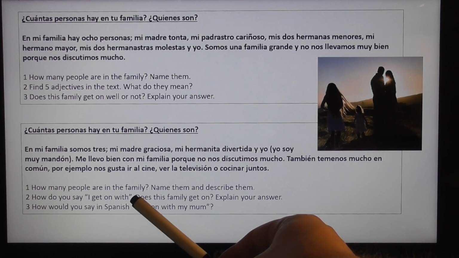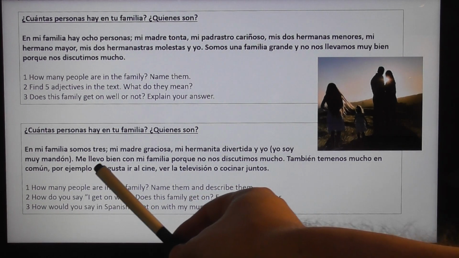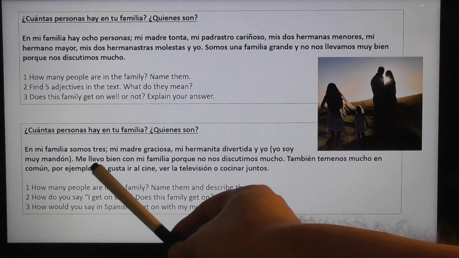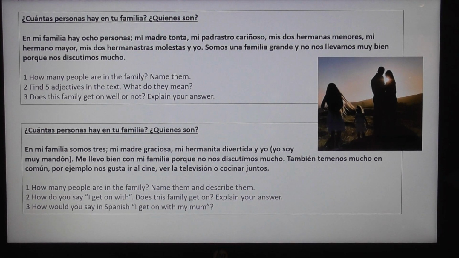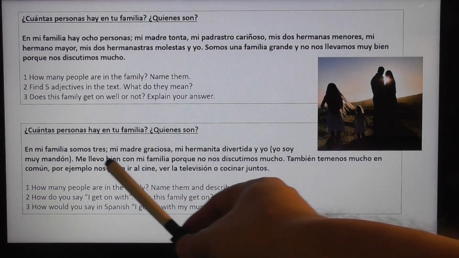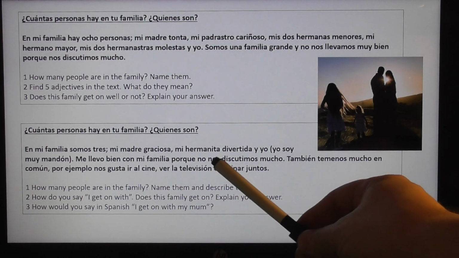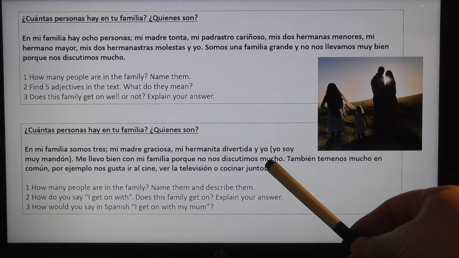How do you say I get on with? Have you been able to work that one out? Me llevo bien con. I get on well with. Me llevo bien con. Does the family get on well? I get on well with my family because we don't argue much.